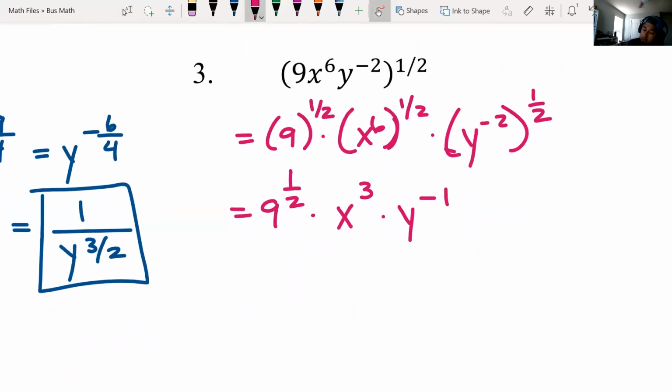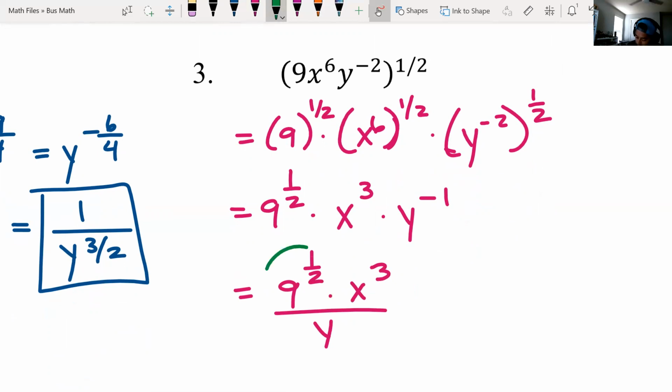Okay. The next thing we're going to do is use the negative exponent rule. And I'm going to rewrite this as 9 to the 1/2 times x cubed over y. Only thing we have to worry about now is this 9 to the 1/2.